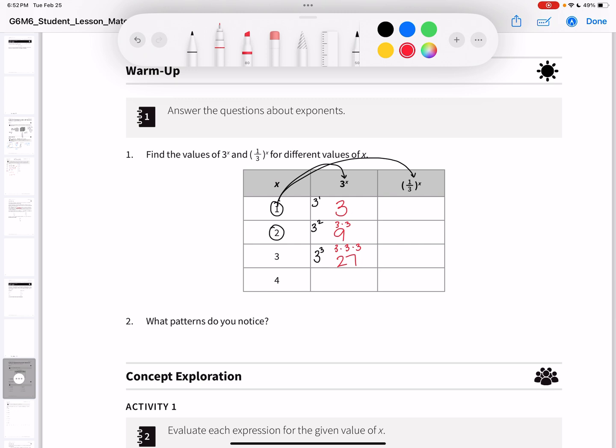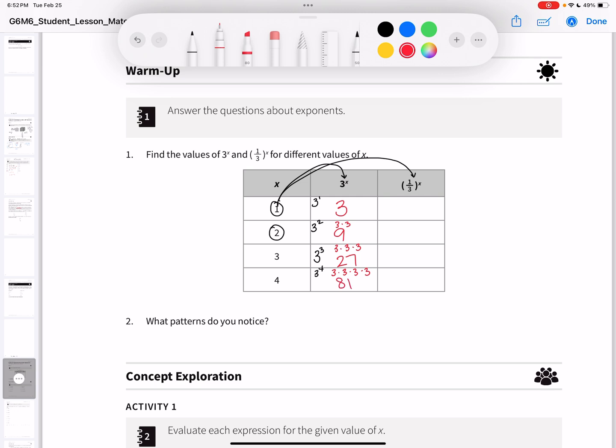Then our last one is 3 to the 4th. So that would be like doing 3 times 3 times 3 times 3. So we know 3 to the 3rd is 27, so we're going to do 27 times 3, which gets us 81.